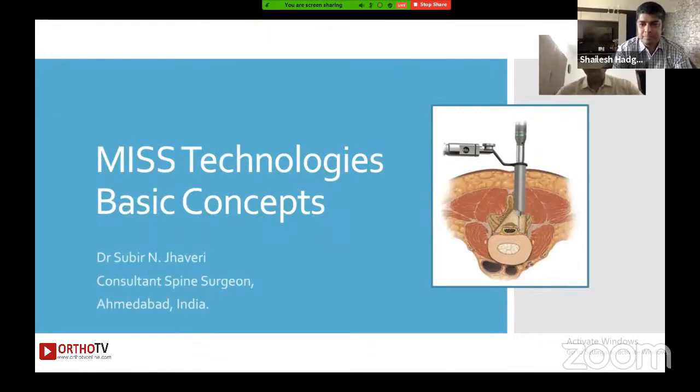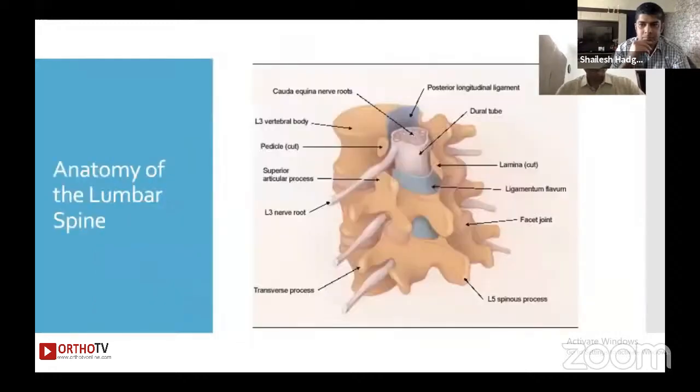Let us begin this workshop on MIS technologies, especially the tubular discectomy and tubular system. In the morning, with the first session on basic concepts. I'm sure all of you are quite aware about the anatomy of the lumbar spine with all its nitty-gritties and the nerve roots and the dural tube and the various bony landmarks as well.